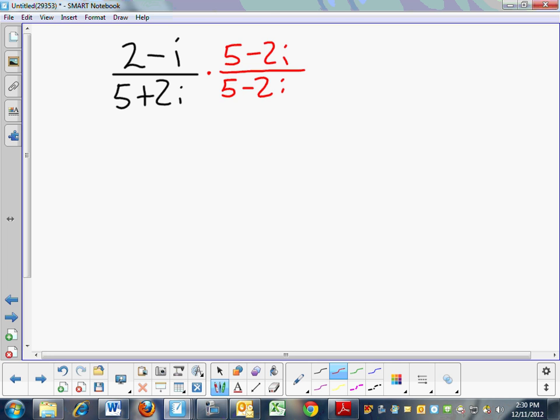I'm going to do the bottoms first. 5 times 5, 25. 2i and negative 2i, negative 4i squared. Now the top I need to FOIL. 2 times 5, 10. 2 times negative 2i, negative 4i. Negative i times 5, minus 5i. And negative i times negative 2i is positive 2i squared.